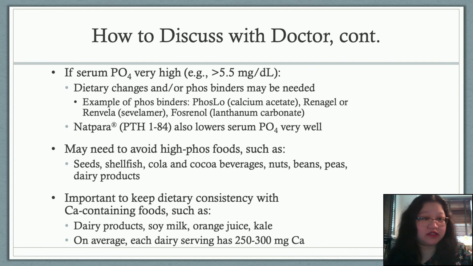And then it's important to keep the diet consistent with regard to calcium-containing foods. Your doctor may even ask, or you might want to share with your doctor, that you usually eat this many dairy products, et cetera. For me, this is a thing when I'm traveling: I can't get dairy products as easily, and I think that's partly why I end up feeling more hypocalcemic. On average, each dairy serving has about 250 to 300 milligrams of elemental calcium. So you can think about that in your head: if you're not eating your usual yogurt or whatever, then it might be reasonable to take that extra little bit of calcium.